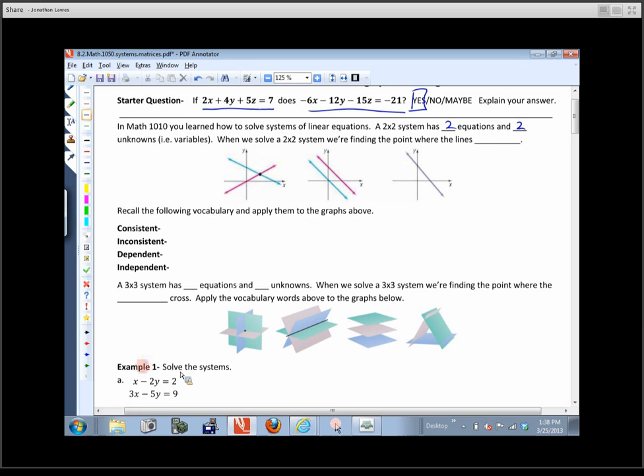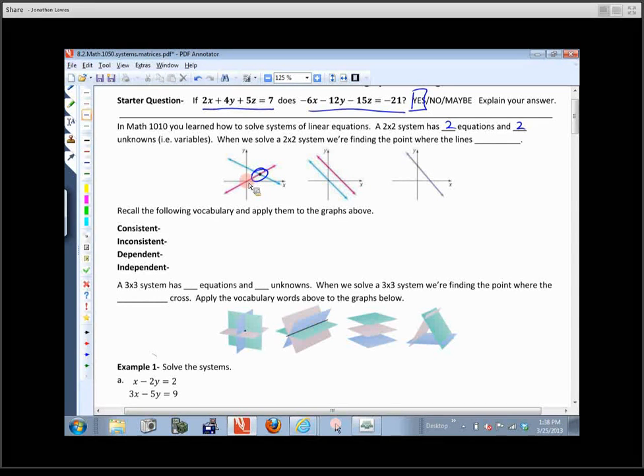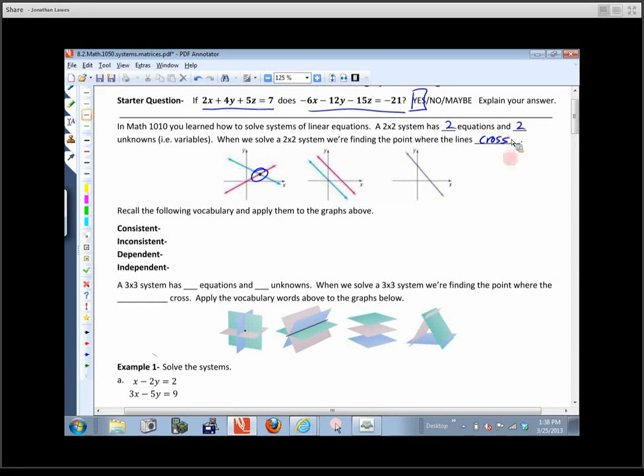There's an example of a 2x2 system right down here at the bottom of the page. Okay? So x minus 2y equals 2 and 3x minus 5y equals 9. That's a 2x2 system. Okay? Now, when we solve a 2x2 system, we're looking for one of these cases right here. And if we say it's got a solution, usually we like it when it happens like this right here. We're looking for the point where the lines cross, right? So we're looking for the point where the lines cross, or where they intersect. So this point right here is the solution to that system. It's the point where that equation is exactly the same as that equation.